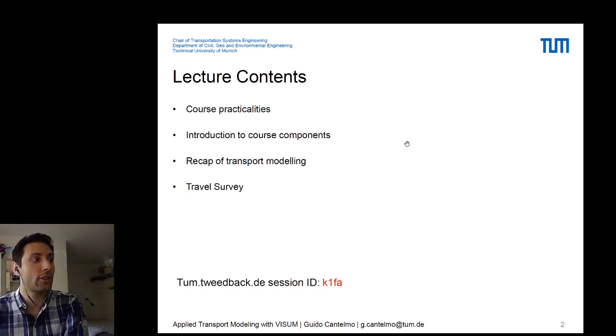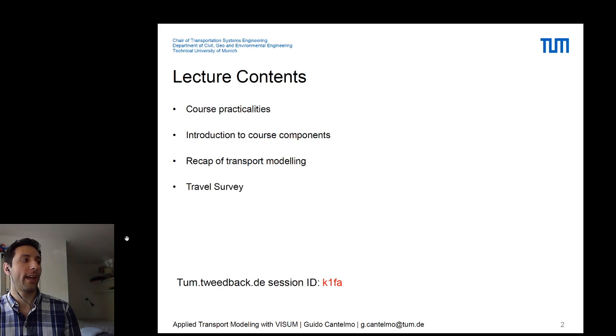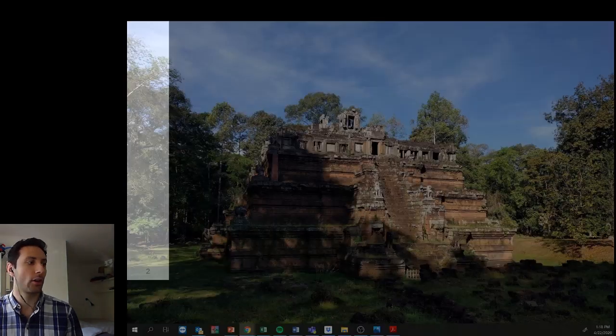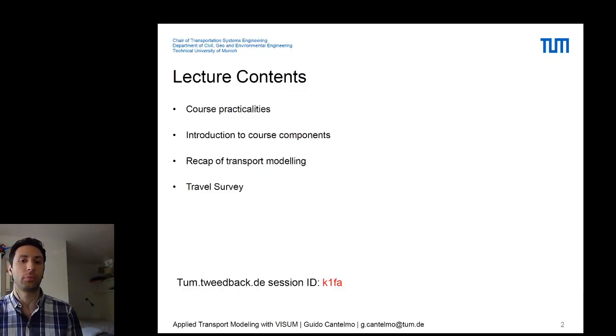One additional piece of information here on the bottom: you can see the TUM Tweedback session ID K1FA. So those who do not have a Google account can go on the website and put in this session ID, and they can also contribute to the discussion that we are having.